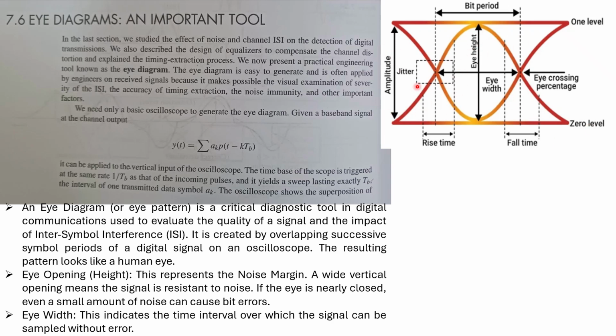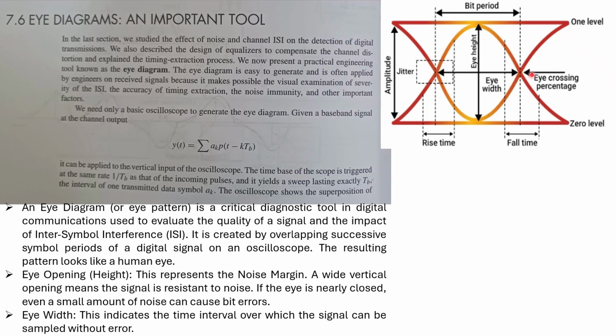Once we transmit numerous 1s and 0s, it creates almost an eye. Now different parameters are there. First, the eye opening height represents the noise margin, right? So if it is very high, it will have a good noise margin. A wide eye opening means the signal is resistant to noise. If the eye is nearly closed, it means it is a very noisy signal. So these are the information.